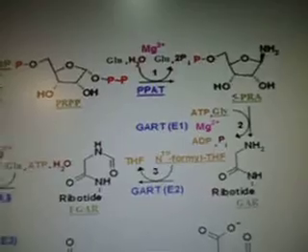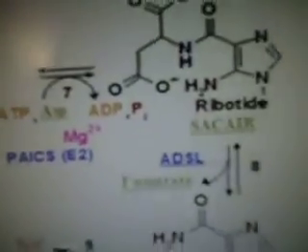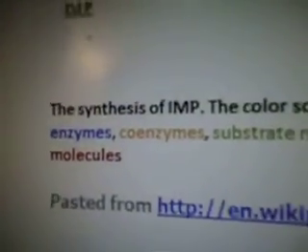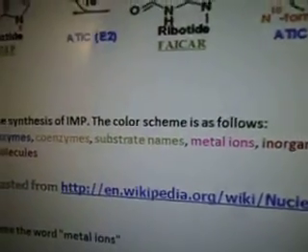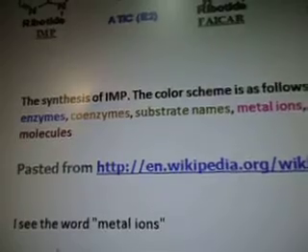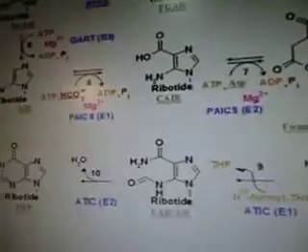Okay, I don't know what this is, but it was interesting looking, so I grabbed it. It's all sorts of things. Maybe you guys know what this is. So this is the synthesis of IMP. The color scheme is as follows: enzymes, coenzymes, substrate names, metal ions, and inorganic modules. That's on our nucleotide. Oh, okay, that's what a nucleotide looks like.